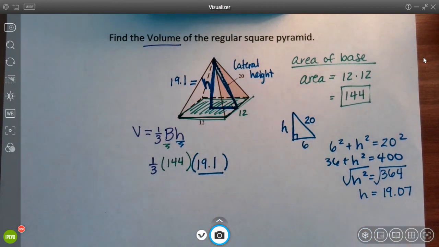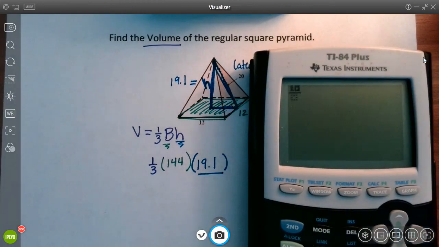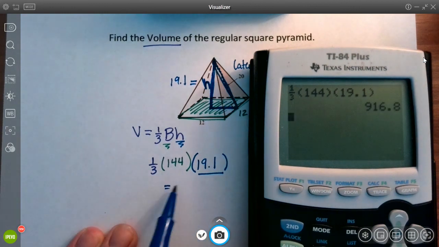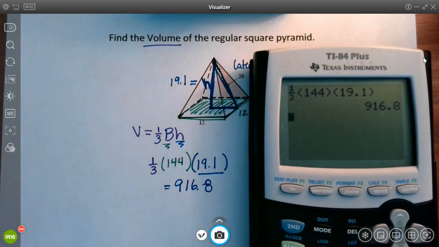I now have the height for my pyramid, and that is what I can write in my formula, and then just in my calculator right here, I'm going to do 1/3 times 144 times 19.1, and you can also plug this into Desmos. And I'm going to get 916.8. And that is how to use Pythagorean theorem to find the height of a pyramid and then plug it into your formula.